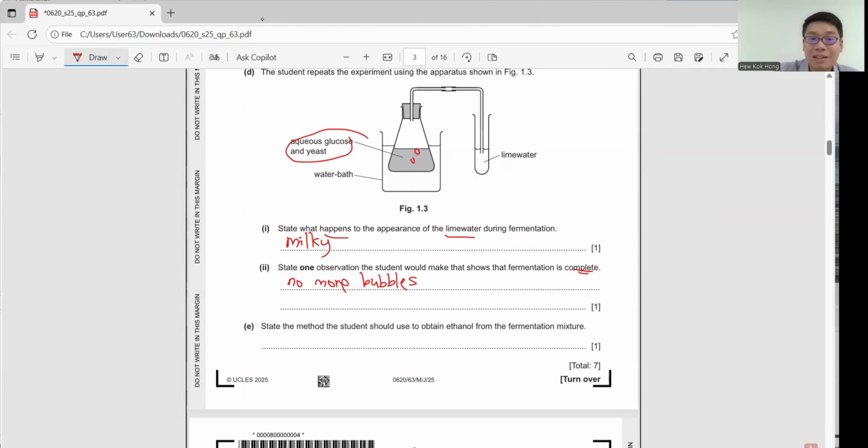E, state the method the student should use to obtain ethanol from the fermentation mixture. We just do fractional distillation because the boiling point of alcohol is different.